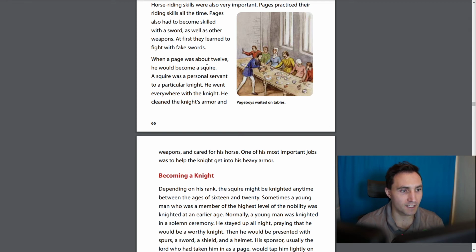I don't know if you've seen the movie A Knight's Tale. William, I think is his name in the movie. He was a squire to a knight.